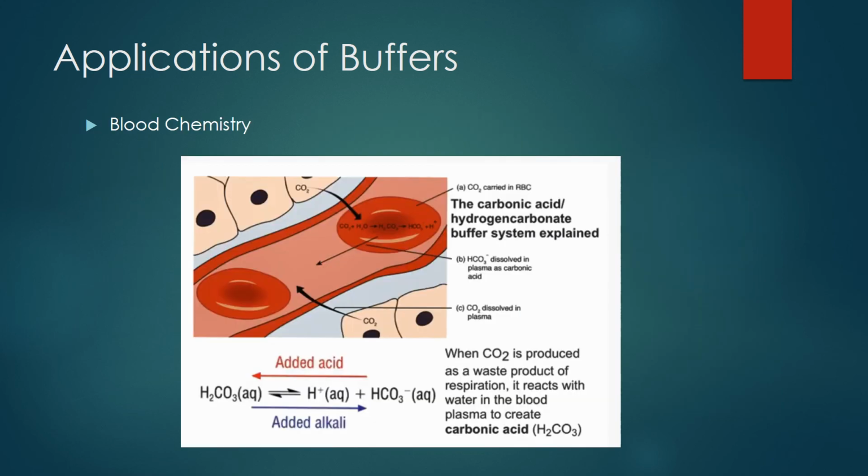Lastly, another application of buffers is in blood chemistry. If you're taking anatomy and physiology or have taken anatomy and physiology, we've talked a little bit about blood chemistry. There is a buffering system in your blood that has to do with carbonic acid that's formed when carbon dioxide mixes with the water in your blood plasma. And that buffering system goes with a bicarbonate ion. And so that helps to buffer the blood and keep the blood pH very, very regulated. So there's another application of the buffers.